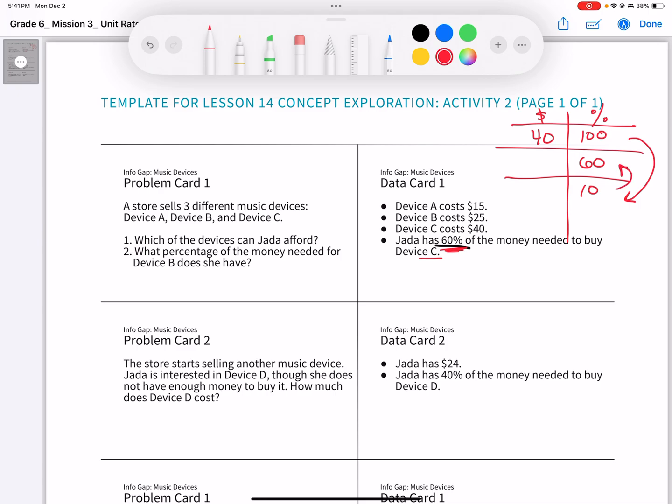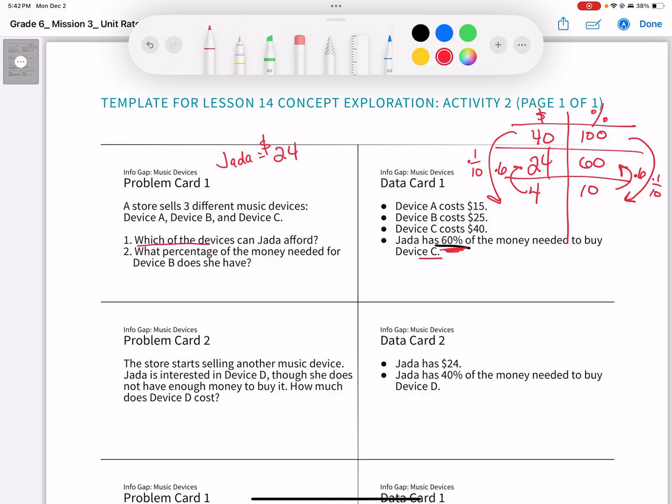So 100 times 1/10 gets me 10. So 40 times 1/10, that would be 40 divided by 10, gets me 4, because 40 divided by 10 is 4. Now, 10 to 60 is multiplying by 6, so 4 times 6 is 24. So, Jada has $24 to spend.